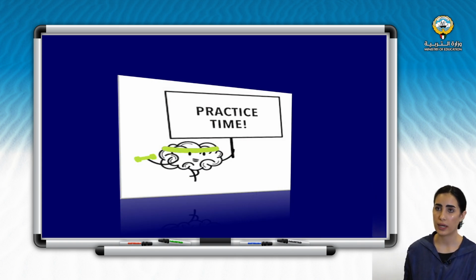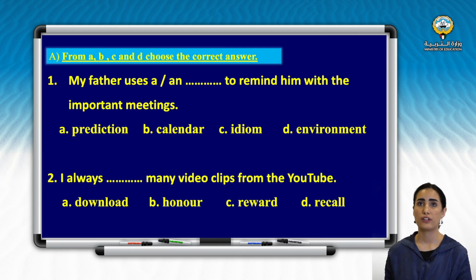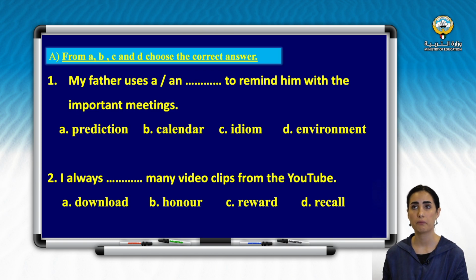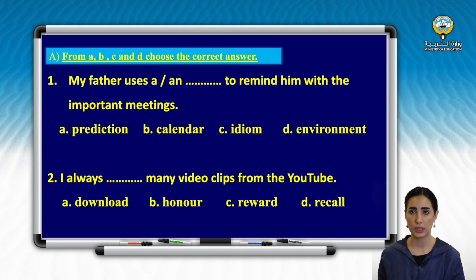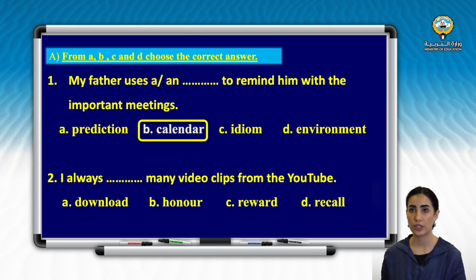Now it's time to practice. A. From A, B, C, and D, choose the correct answer. We have number 1. My father uses a blank to remind him of the important meetings. So, is it A. prediction, B. calendar, C. idiom, or D. environment? Good job. It's B, calendar. So, my father uses a calendar to remind him of the important meetings.